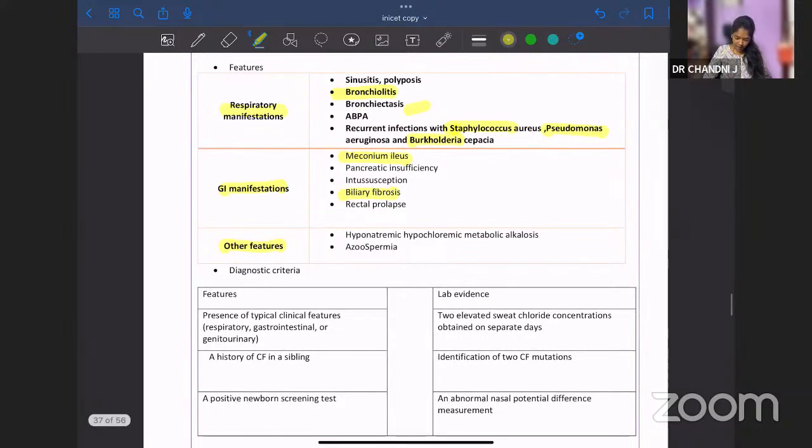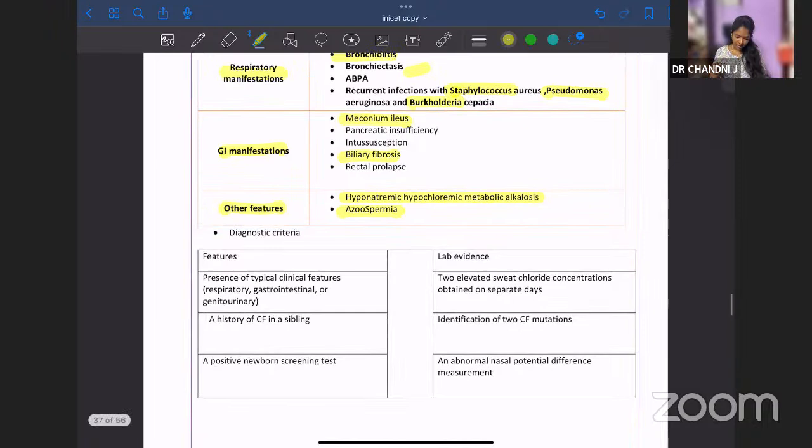Other features: hyponatremic, hypochloremic metabolic alkalosis, you have to remember, and azoospermia. Why? Because there is atresia of the Wolffian duct structures. All your vas deferens, epididymis, they become atretic. So you will have azoospermia and male infertility. Okay, coming to the diagnosis.